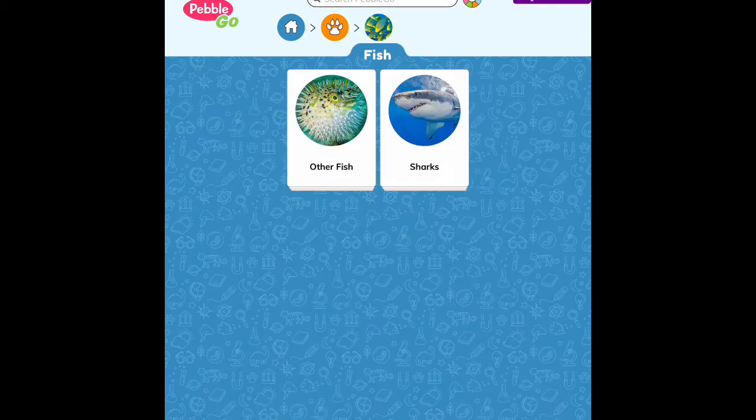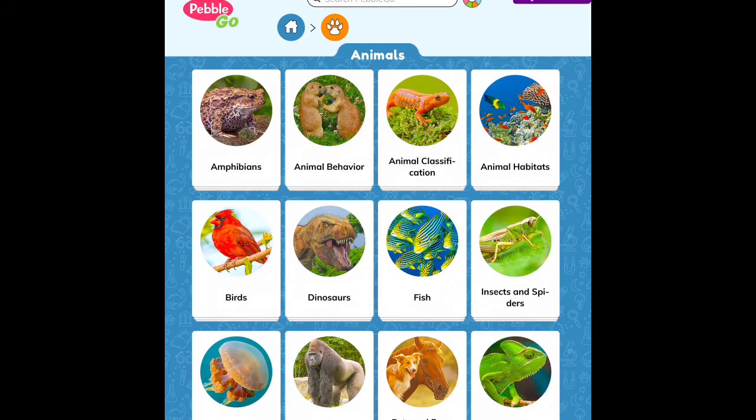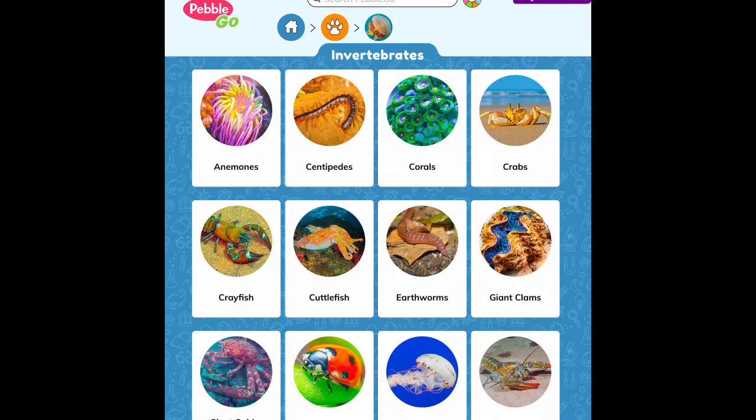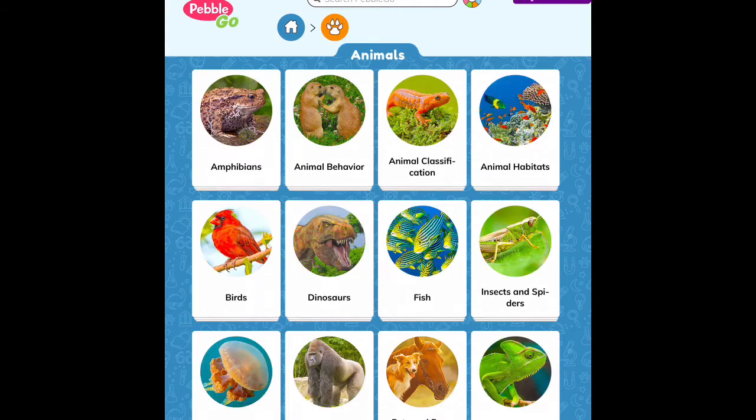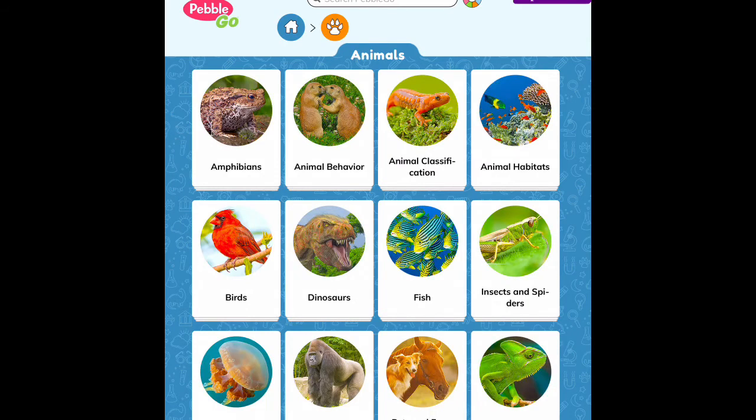It could be a fish. It could be an insect or a spider. Perhaps you found your animal in the invertebrate section, and then that's what the animal group is. Okay, mine is a mammal. Perhaps you chose a mammal for your animal project. And finally, the last animal group is reptile.